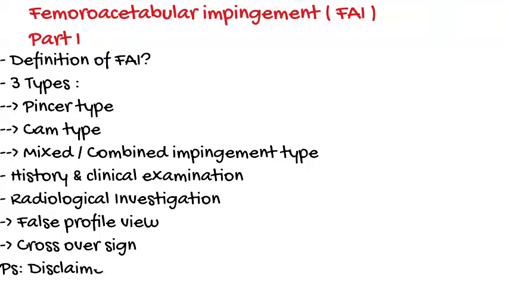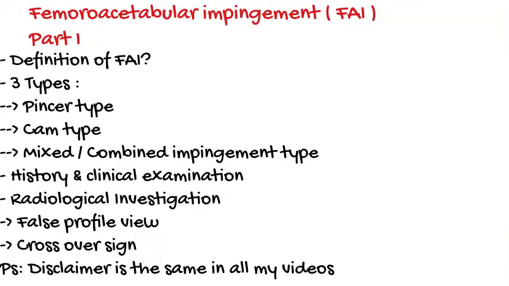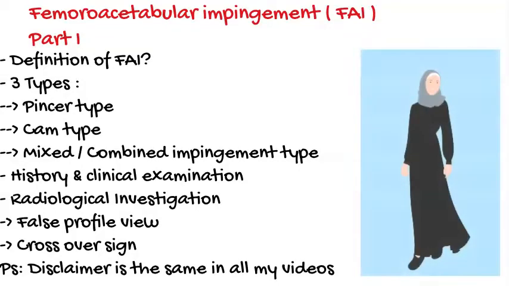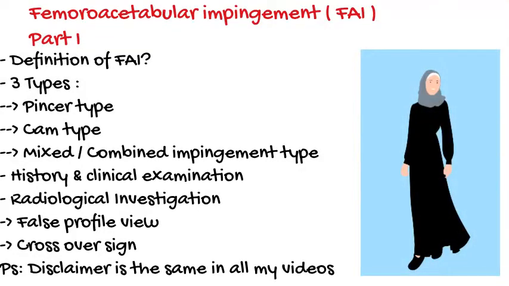History and clinical examination that the patient usually presents with. What are the radiological investigations that will help you in diagnosing femoroacetabular impingement FAI? What is a false profile view, crossover sign? What are the added benefits of CT scan and MRI in femoroacetabular impingement?